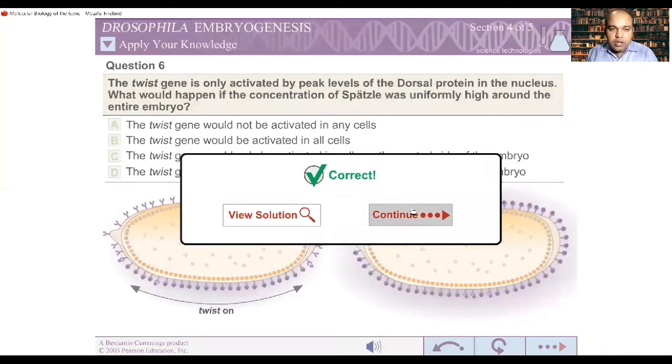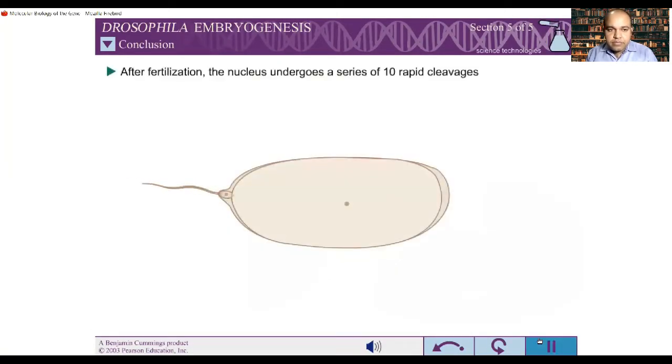Correct. Okay, moving forward. After fertilization. So we are towards the conclusion part of this particular lecture. So just have a view at the conclusion, then you can put out your questions. The haploid sperm and egg nuclei fuse to form a diploid zygotic nucleus. Okay, just after fertilization, a diploid zygotic nucleus is produced.